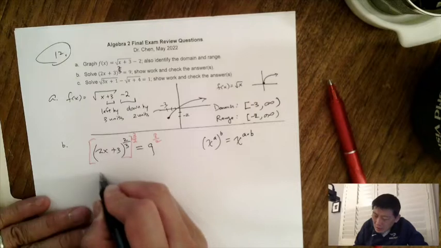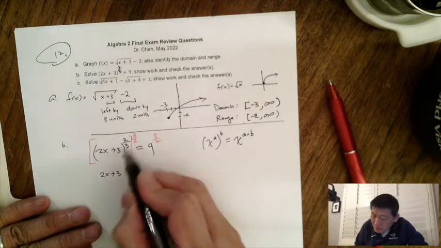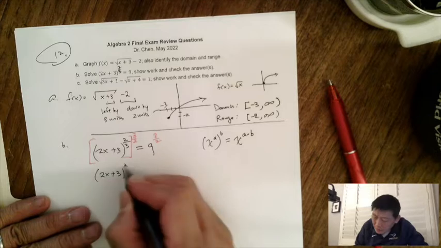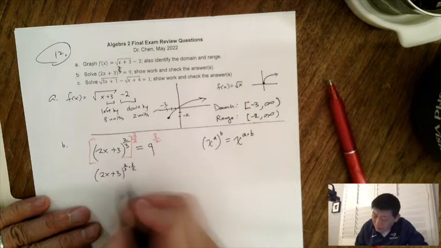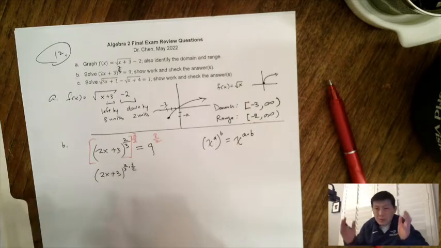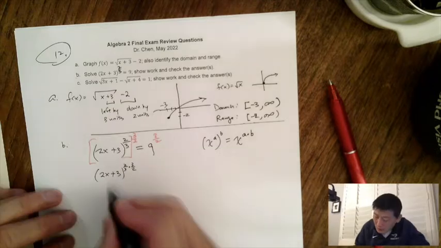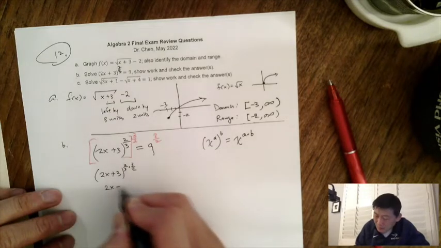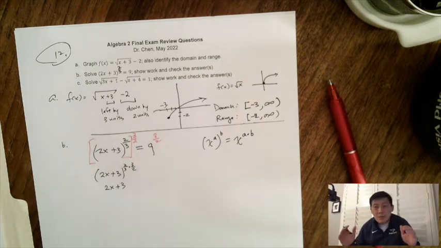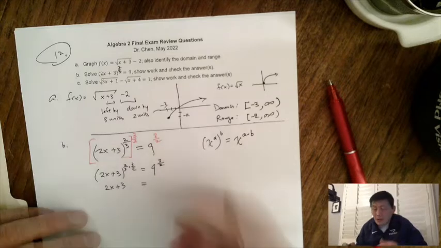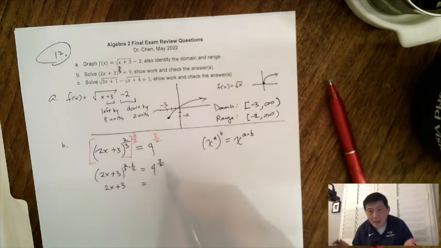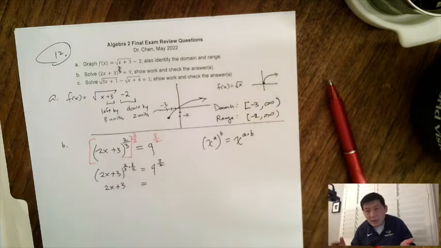So if we do that, we end up with 2x plus 3 in parentheses to the 2/3 times 3/2, right? So that just means that's 1. It's power to the 1 power. So this 2x plus 3 is free from the trapping of the exponent. And then 9 to the 3/2. Now, 9 to the 3/2 power, the half power, 1/2 power, is the square root. So 9 to the 1/2 power is square root of 9, which is 3.